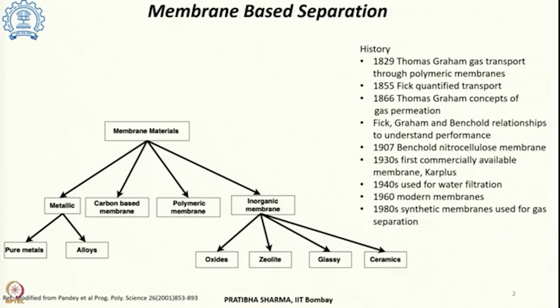proposed the gas transport through the polymeric membrane. In 1855 Fick quantified the gas permeation or the transport across these membranes. In 1866 Thomas Graham again gave the concepts related to gas permeation. The work of Fick, Graham and Benchold was very promising, and they gave the various relationships between the different parameters and the performance of these membranes.